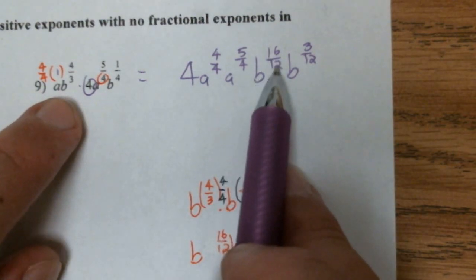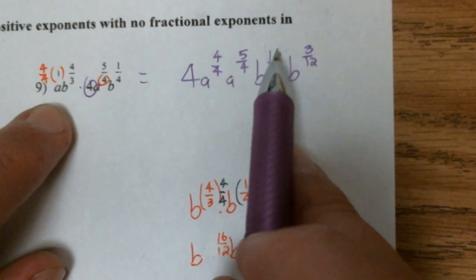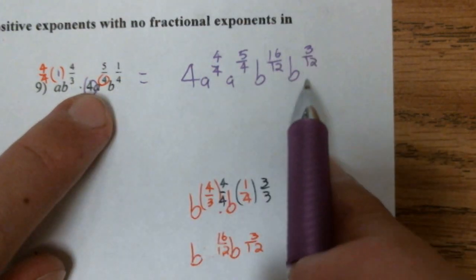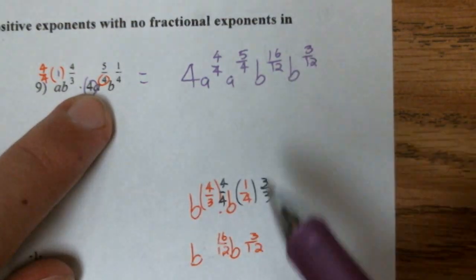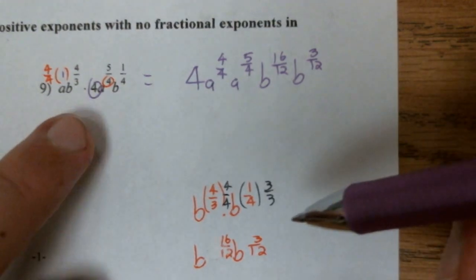Is 16/12 the same thing as 4/3? If I divide the top and bottom by 4, 4/3, yes. Is 3/12 the same thing as 1/4? Yes, it is. So do those quick little gut checks just to make sure that when you get in your common denominator and you're messing around with these fractions that you haven't made a mistake.